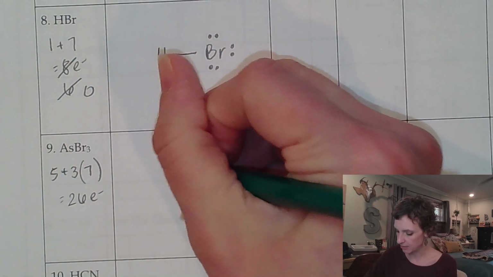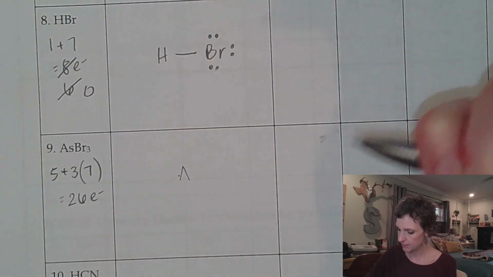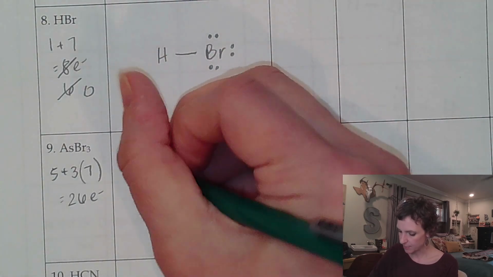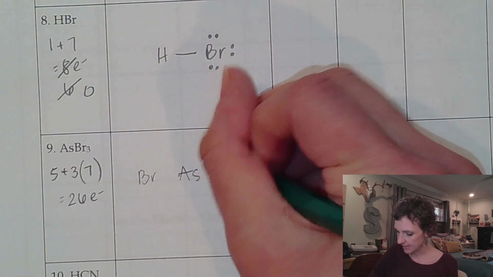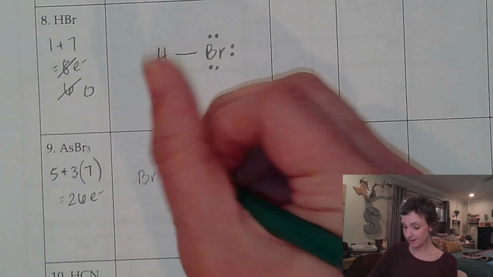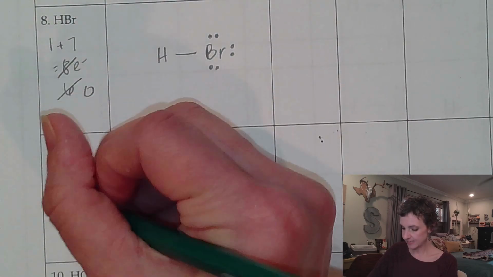Arsenic is going to go in the middle. Ooh, I keep breaking my pencil today. That's how you know I'm excited about drawing Lewis dot structures. And then I've got my bromines on my outsides. Okay. Connect everybody up to the arsenic. 1, 2, 3, 4, 5, 6. So I'm now down to 20.